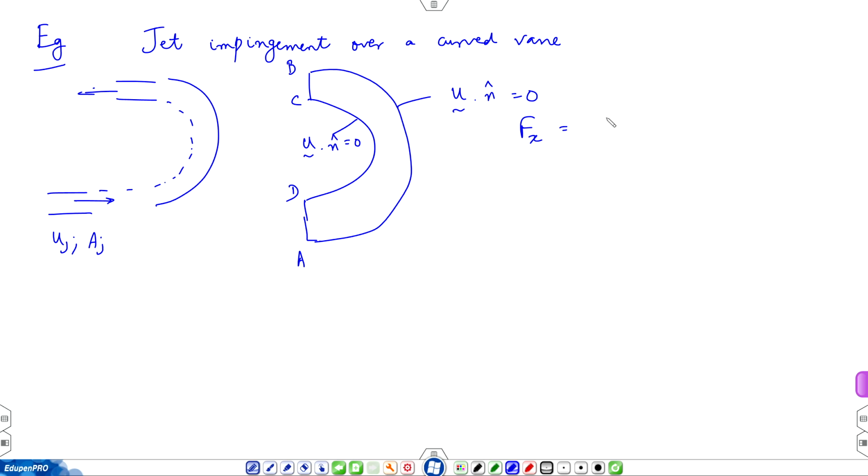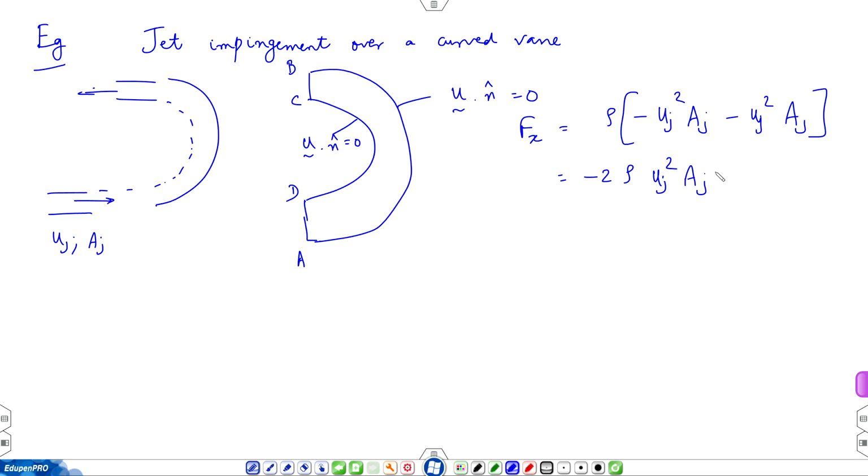So, F x is equal to minus rho u j square, I am sorry, now on this it is minus u j square A j on the plane A D. Now, on the plane B C, u dot n is again u j, but the flow direction is minus u j. So, once again you have minus u j square A j. So, this is minus 2 rho u j square A j.